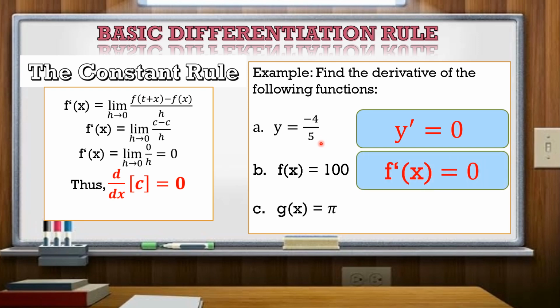Ganun din yung letter B, since 100 is constant. So, f prime of x is equal to 0. Derivative of f of x is equal to 0. And derivative of g of x is also equal to 0. Kasi nga, constant yung mga givens natin. That's the constant rule.